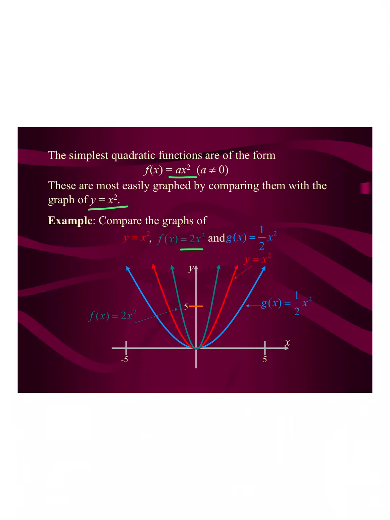If we look at the other function that we have here, which is 1/2 x squared, that's our blue function, we can see that we have something that's a little bit more vertically shrunk or a little wider. And we can see that the blue function is outside of our red function, showing again that it's a little bit wider. So just to summarize, if a is greater than 1, it's going to be narrower, or vertically stretched. If a is something between -1 and 1, it's going to be a little bit wider, or vertically shrunk.